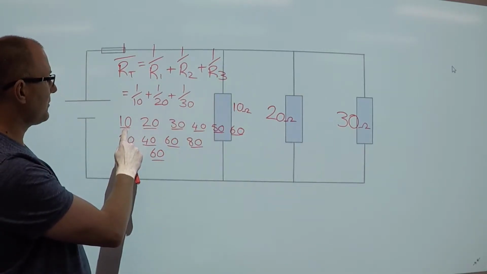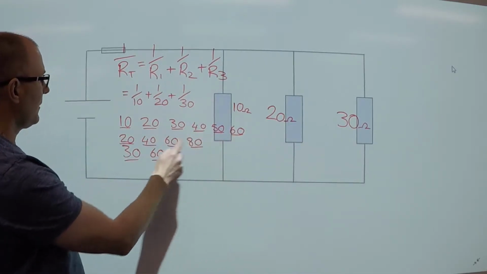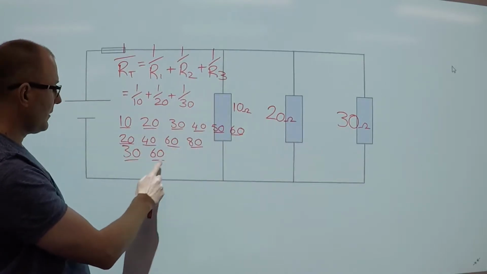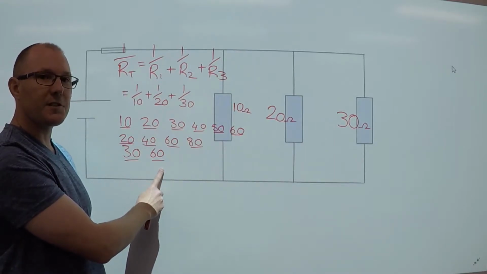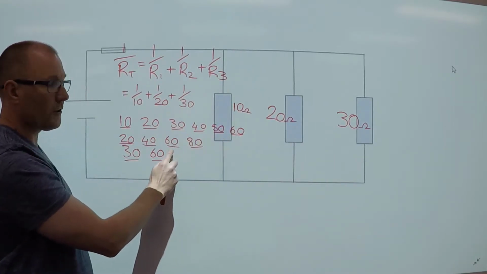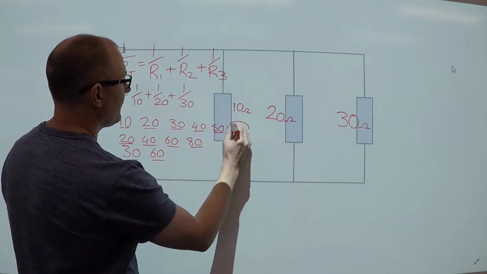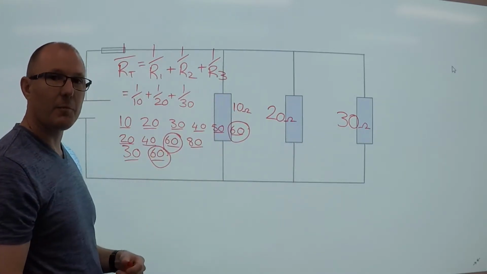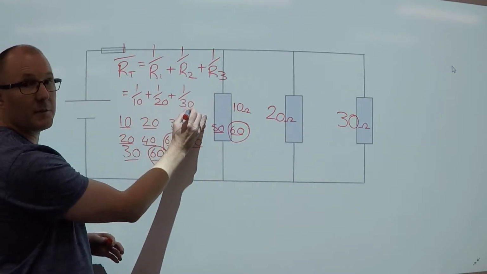Count by tens: 10, 20, 30, 40, 50, 60. Then 20, 40, 60, 80, and 30, 60. I stopped at 60 because that is the first common number of that series. So if I circle 60s, to get the common denominator, these have to change to 60.